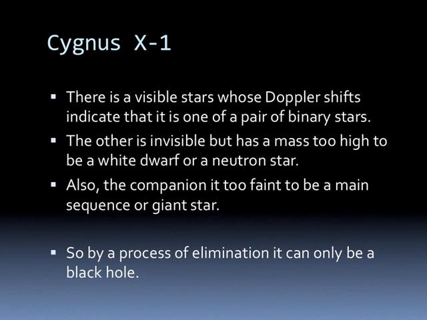There is a visible star whose Doppler shifts indicate that it is one of a pair of binary stars. The other is invisible, but has a mass too high to be a white dwarf or neutron star. Also, the companion is too faint to be a main sequence or giant star. So, by process of elimination, it can only be a black hole.